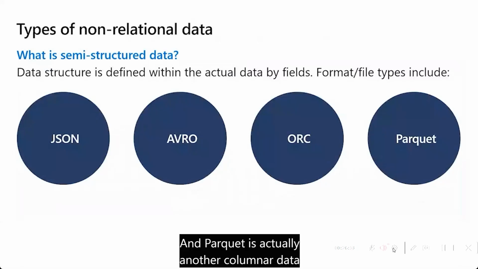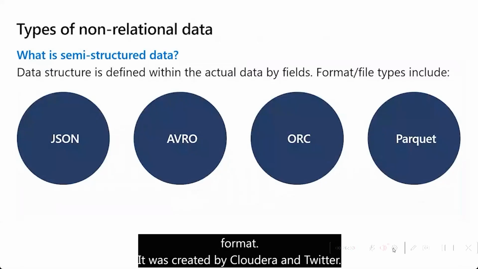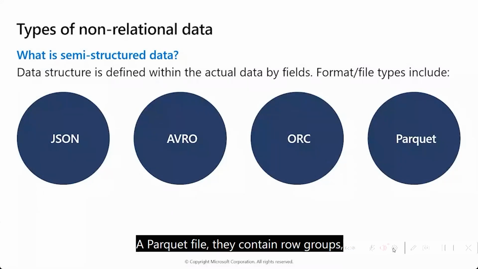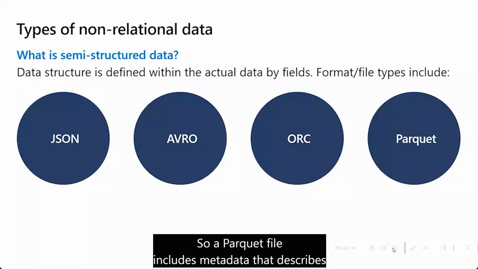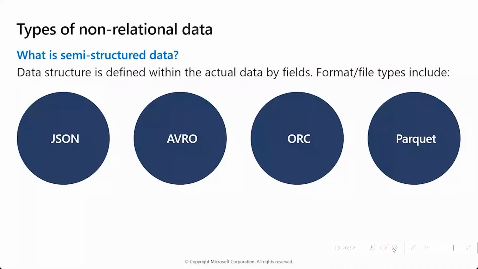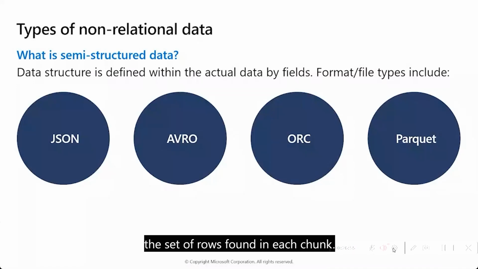And Parquet is actually another columnar data format. It was created by Cloudera and Twitter. Parquet files contain row groups. So data for each column is stored together in the same row group, and each row group contains one or more chunks of data. So a Parquet file includes metadata that describes the set of rows found in each chunk.